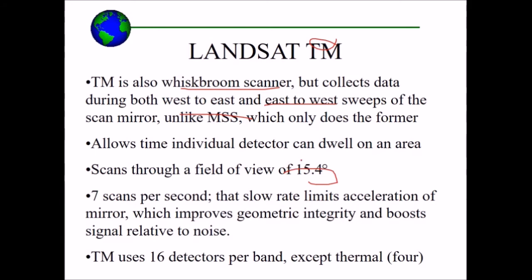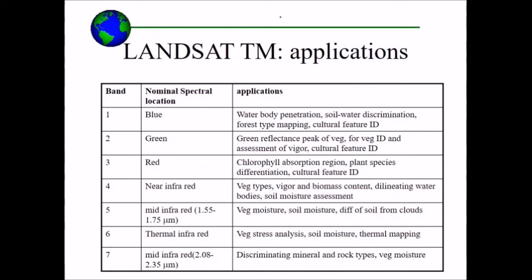15.4. We have just seen this. 7 scans per line. That's a slow rate that limits the motion of the mirror, which improves geometric integrity and boosts the signal to noise ratio. Thematic Mapper uses 16 detectors per band, except the thermal band, which uses 4.